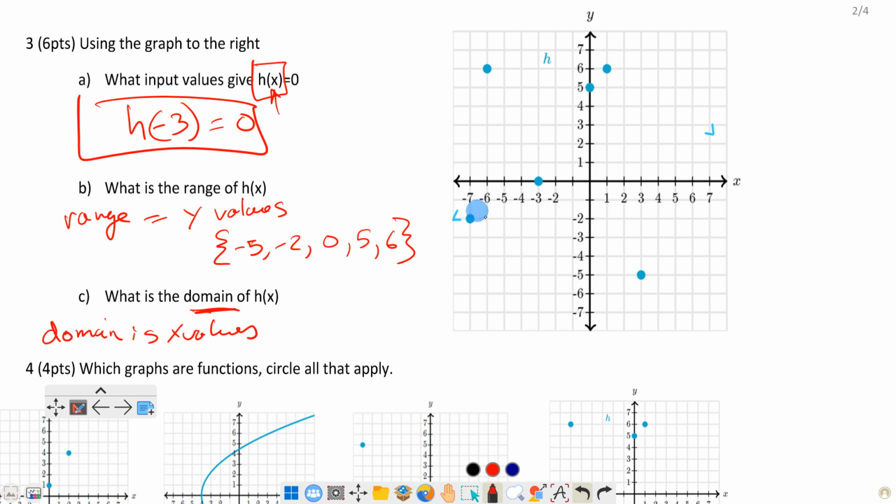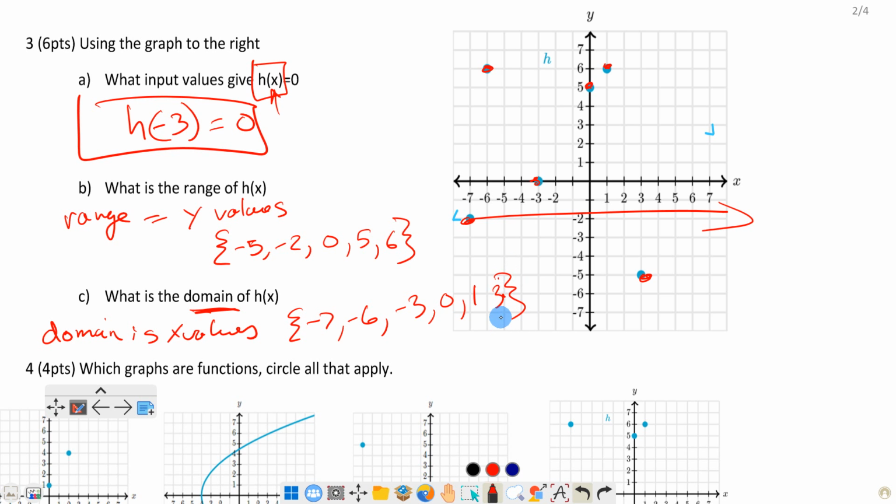And so then we're just going to work our way across and hit all of our x's. So domain is -7, -6, -3, 0, 1, and 3.